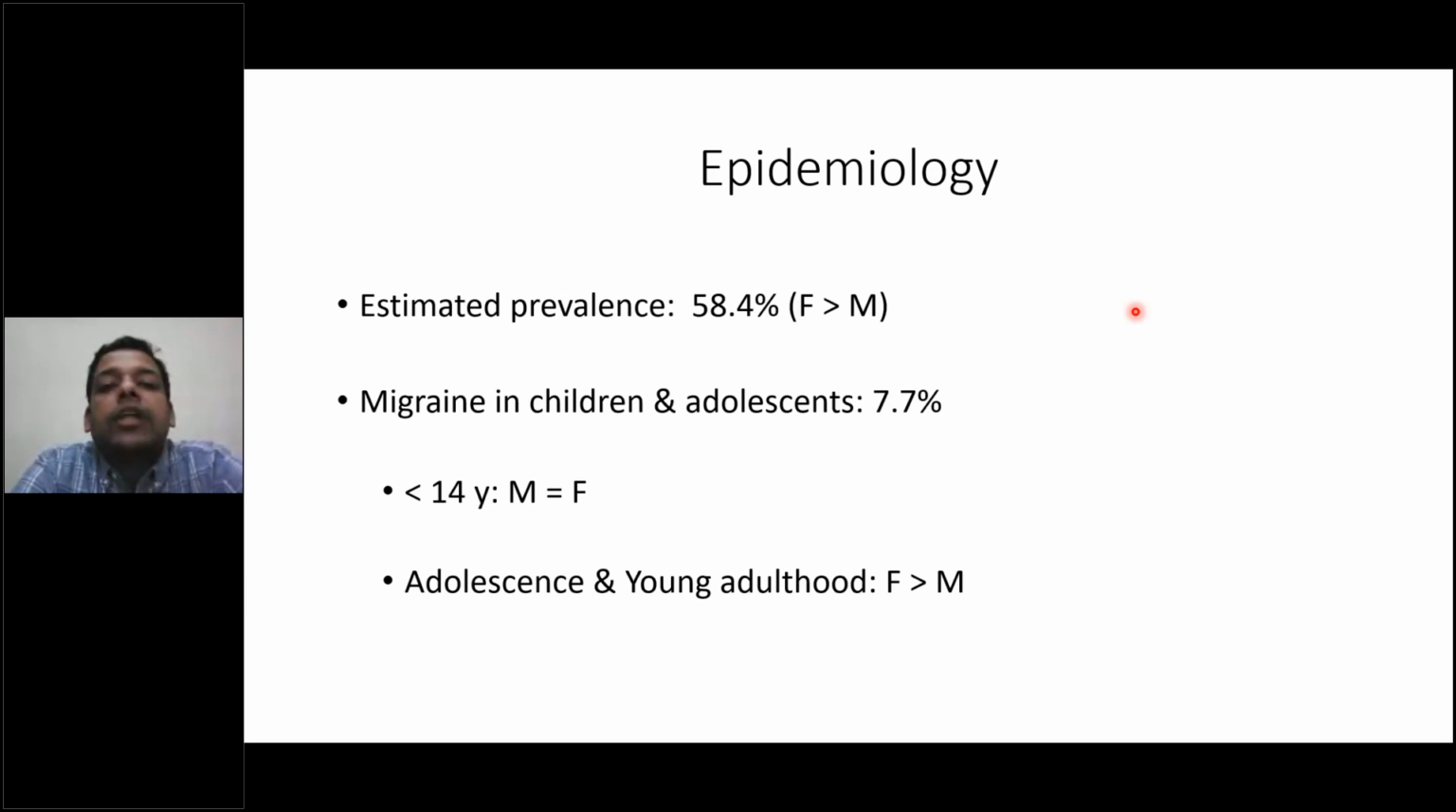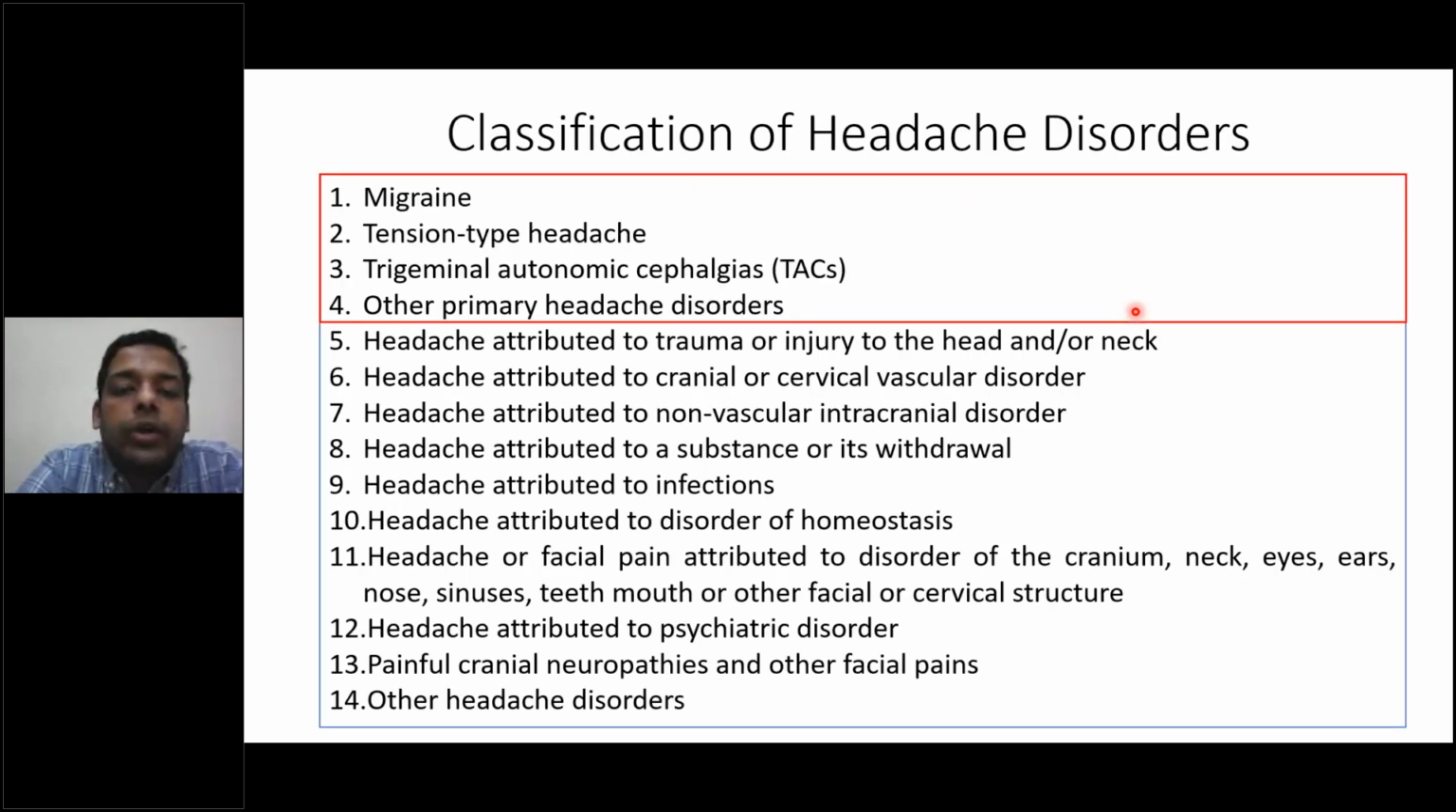This is the International Classification of Headache Disorders, the third edition of that classification. The common headache has been classified as migraine, tension type headache, trigeminal autonomic cephalgias, and other primary headache disorders. So these first four are primary headaches, and then the others are secondary headaches.